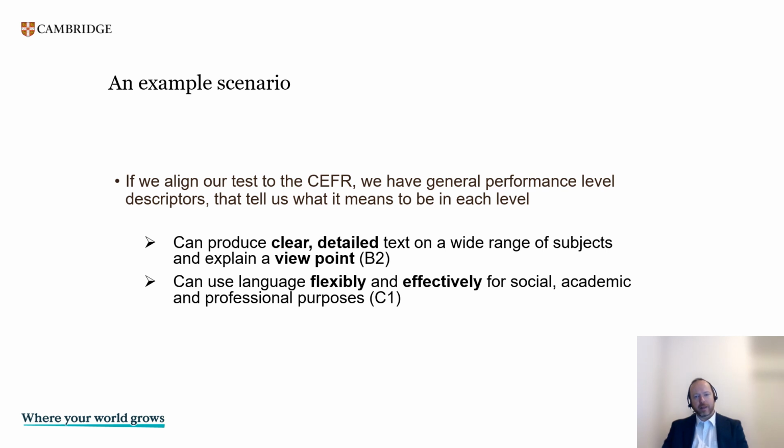So just to be clear on this, when we align tests to the CFR, we're really lucky because we do have these CFR descriptors, and they tell us what it means to be proficient at a particular CFR level in a particular aspect of the language. As you can see on the slide, the differences here between B2 and C1. B2, they can produce clear, detailed text on a wide range of subjects and explain a viewpoint. And at C1, they can use language flexibly and effectively for social, academic, and professional purposes.